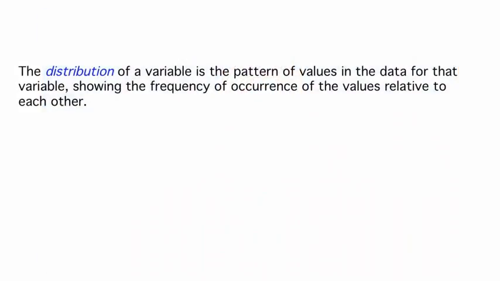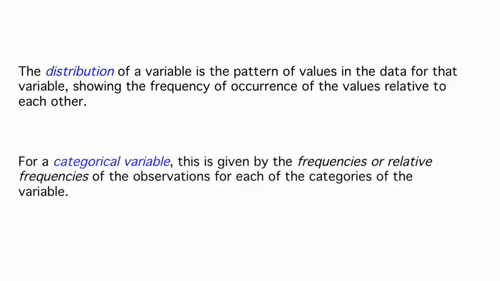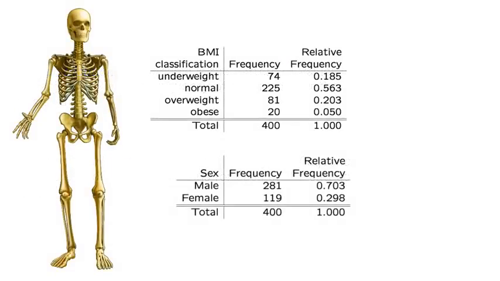Recall that when we refer to the distribution of a variable, we're talking about the pattern of the values in the data for that variable, showing the frequency of occurrence of the values relative to each other. For categorical variables, the distribution is given by the counts or frequencies, or the relative frequencies, of the observations for each of the categories of the variable. In an earlier video, for the anthropology data of measurements on 400 skeletons, we saw the distribution of mass or BMI classification and sex. Now, what if we're interested in looking at these two categorical variables together?